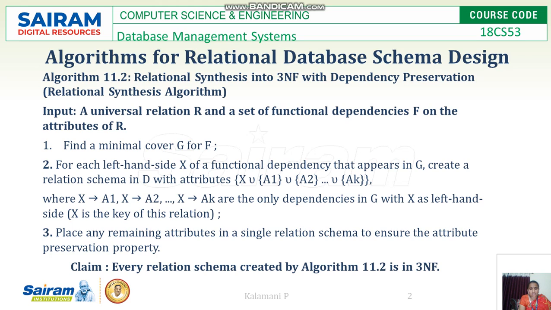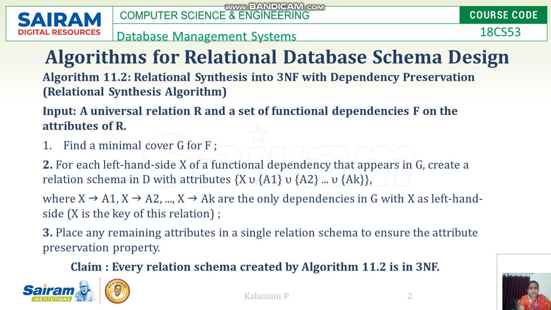Dependency preservation and lossless join are the important properties of decomposition. So now we are going to see the algorithm for dependency preservation, that is relational synthesis into 3NF, third normal form, with dependency preservation. This algorithm is otherwise called the relational synthesis algorithm. Input for this algorithm is the universal relation R along with the set of functional dependencies F on the attributes of R. If any relation is taken, there will be a set of attributes and a set of functional dependencies. That should be given as an input to this algorithm.